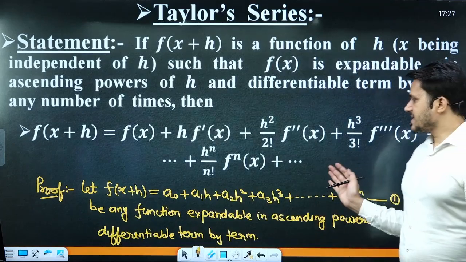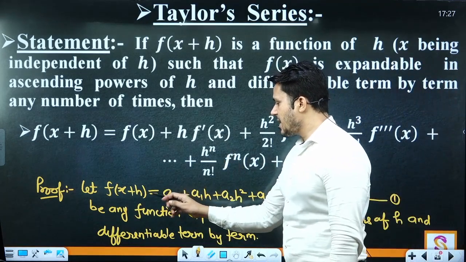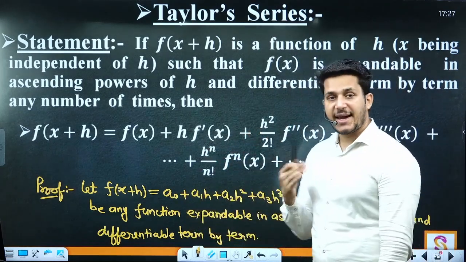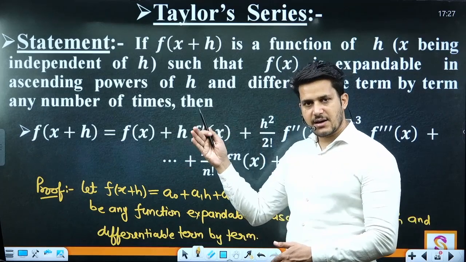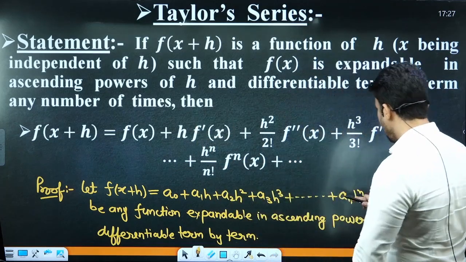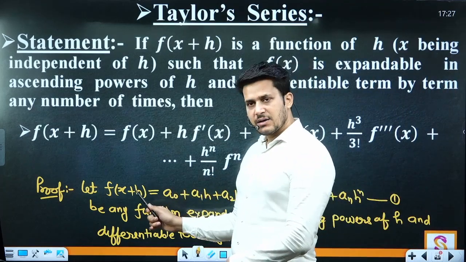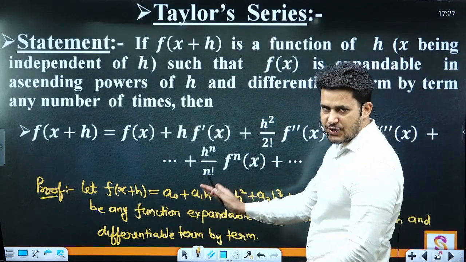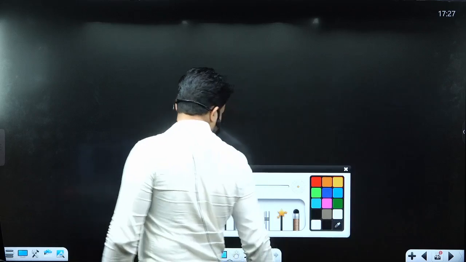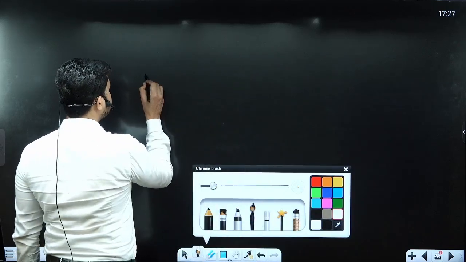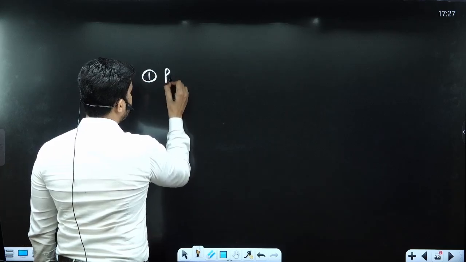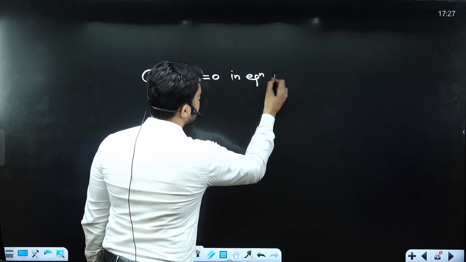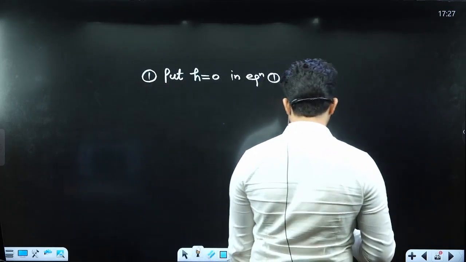So like previous proof, first of all we will substitute here h equal to 0, then we will find a naught. After that we will differentiate it with respect to h, because इसमें ना x का काम h कर रहा है। तो इस फर्स्ट वाली इक्वेशन में पहले आप h को 0 रखेंगे, then you will get a naught equal to just f(x), because all the terms containing h will become 0. ठीक है। So first part, number 1, put h equal to 0 in equation 1.